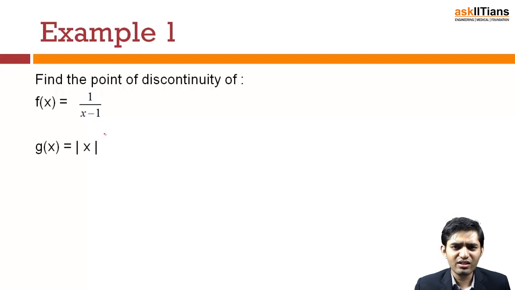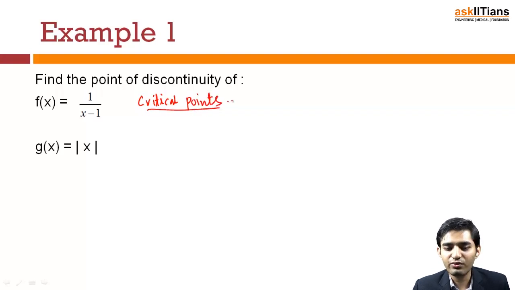Now generally the functions are discontinuous at the critical points only. Now what do you mean by critical points? Critical points means those points where the denominator goes to 0, right? Or the basic definition of critical points is where the definition of the function changes.